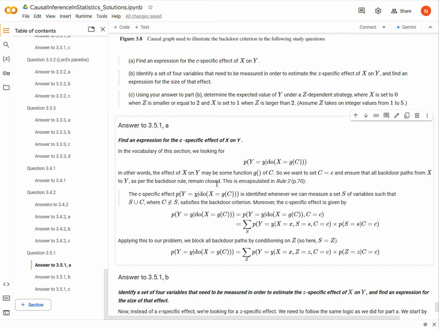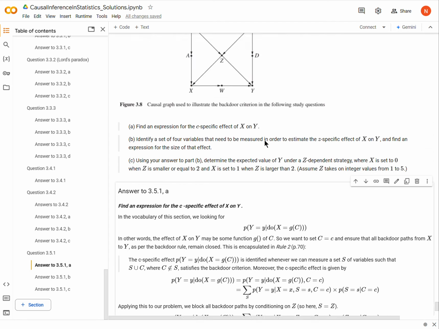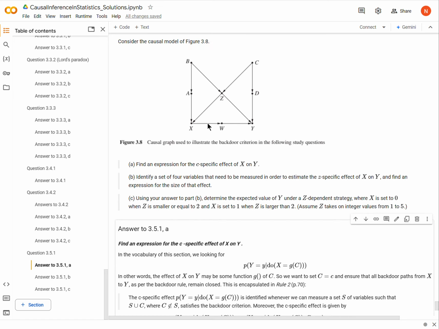So what does this mean? It means that we can identify the C-specific effect of X on Y so long as I can block all backdoor paths from X to Y with the union of some set of variables and C. In this particular case, let's look at the backdoor paths from X to Y. We have X, A, B, Z, Y, or Z, C, D, Y. I think that's it.